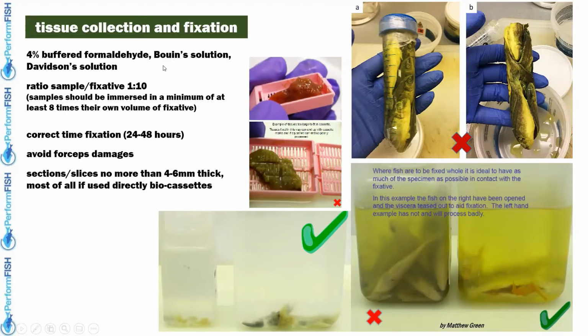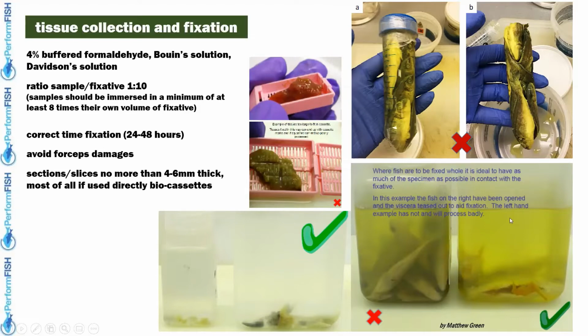If you use these solutions, it's necessary to remove the sample after 24 hours and transfer the sample into alcohol. For appropriate fixative penetration, the sample volume should not exceed 1/10 of the volume of fixative within a specific jar. The correct ratio of sample to fixative is 1:10, or at least 8 times the sample volume of fixative. In the picture, you can see some examples. In this situation, the fixation is not correct.